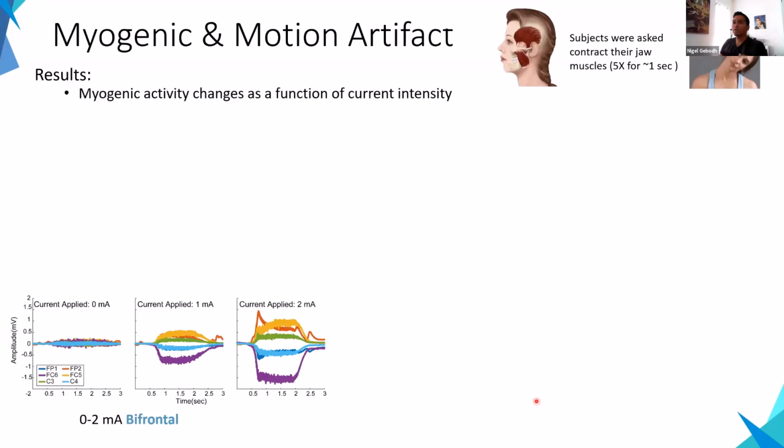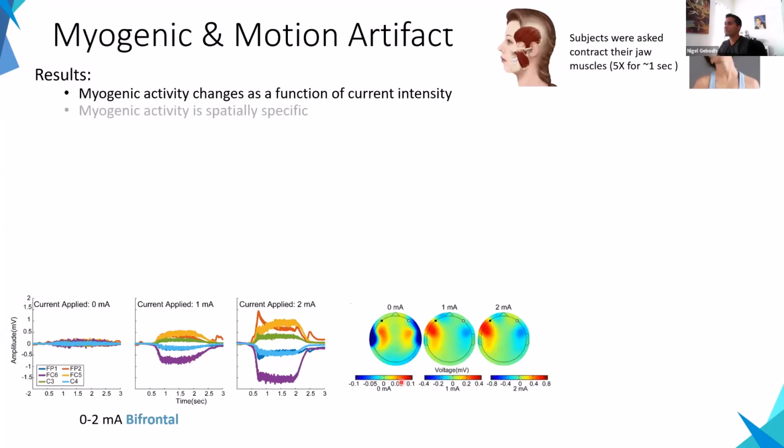And when we did that, what we saw was that the myogenic artifact, or these jaw clenches, their activity changed as a function of current intensity. As current increased, we saw a sort of voltage offset on top of the high frequency activity during the muscle contraction. Another thing that we saw was that the myogenic activity was spatially specific. Under no stimulation, this is what the jaw clenches would look like. And when we started to introduce current from 1 to 2 milliamps, we saw that the spatial distribution of the voltage changed.